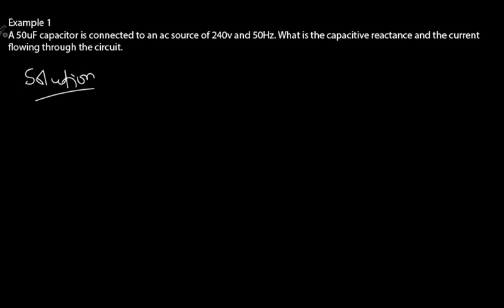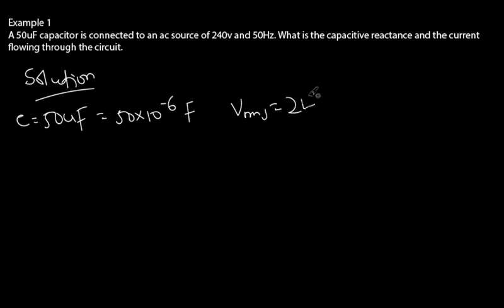So the question is giving us a 50 microfarad capacitor. So we have the capacitance of the capacitor, which is 50 times 10 raised to the power minus 6 farad. We are given the voltage, which is the root mean square voltage, in this case 240 volts, and the frequency, which is 50 hertz. Okay, so what do we need to do?